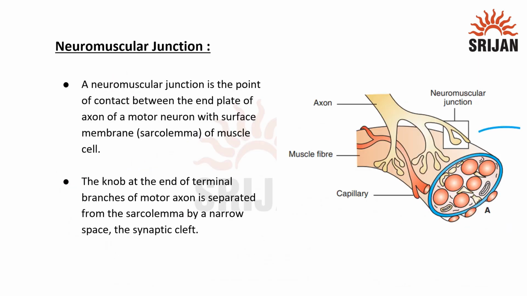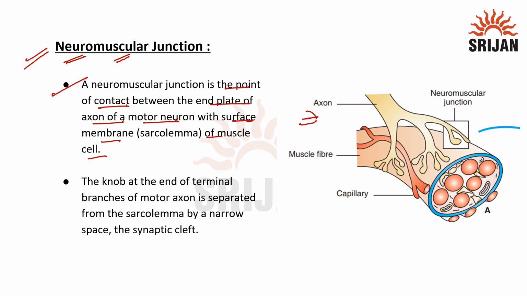Now let's take a look at the neuromuscular junction. The word itself suggests that it is the contact between the neuron and the muscle. When the motor neuron connects to the muscle cell, it has a region called the neuromuscular junction. It is a point of contact between the end plate of the axon of a motor neuron and the surface of the muscle cell.